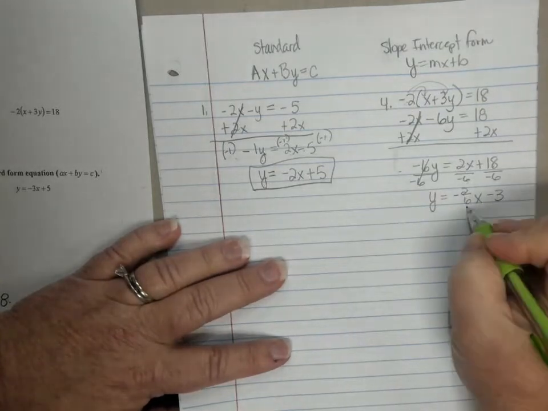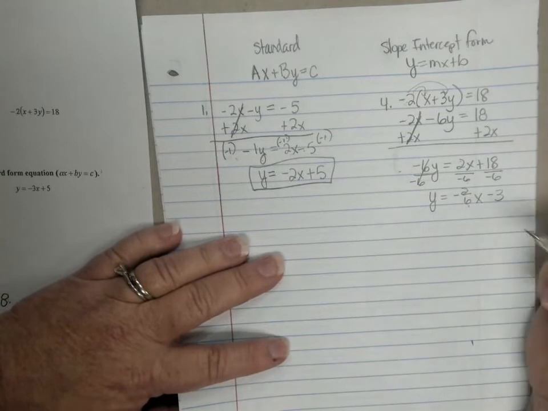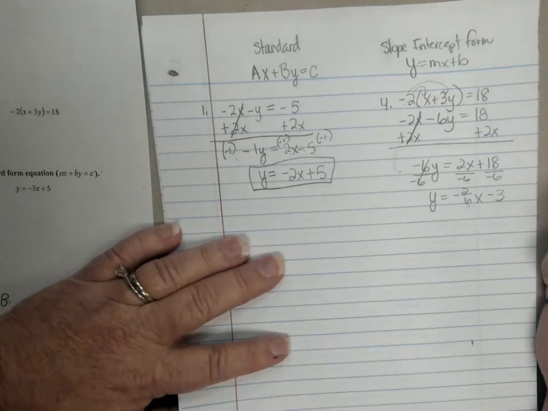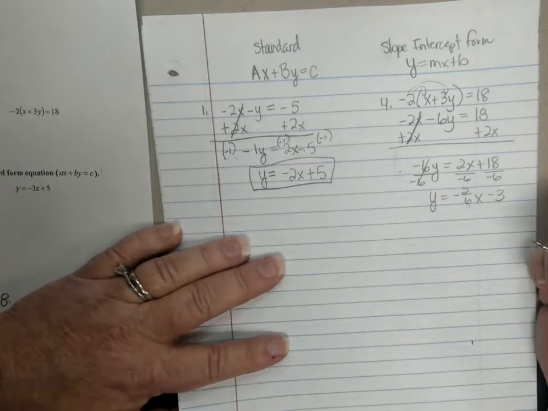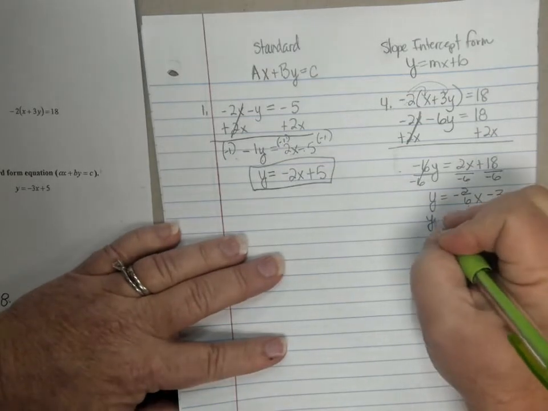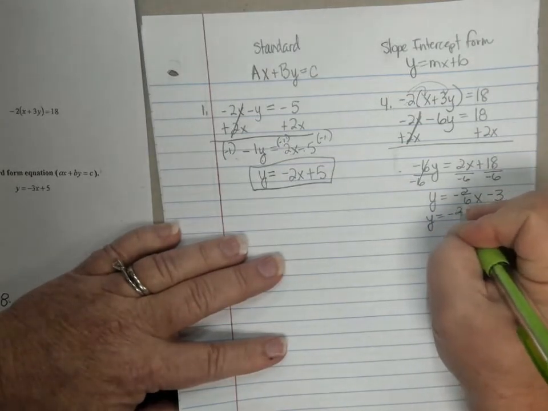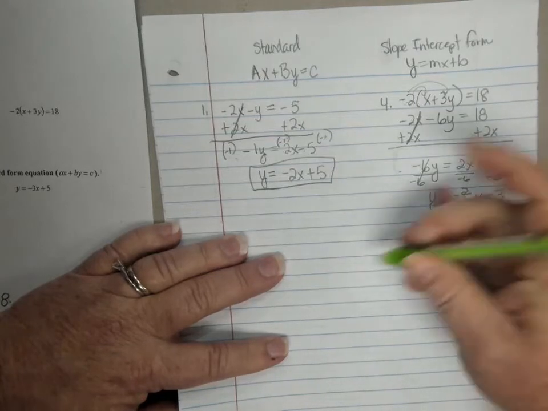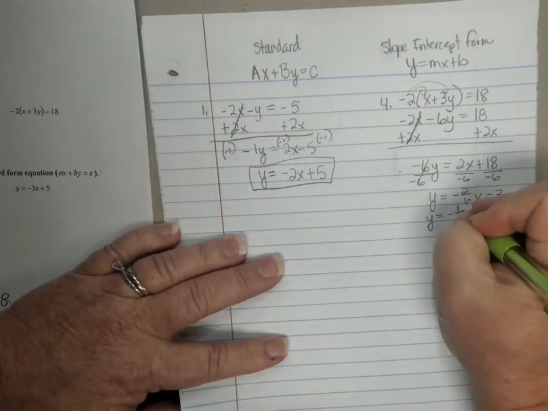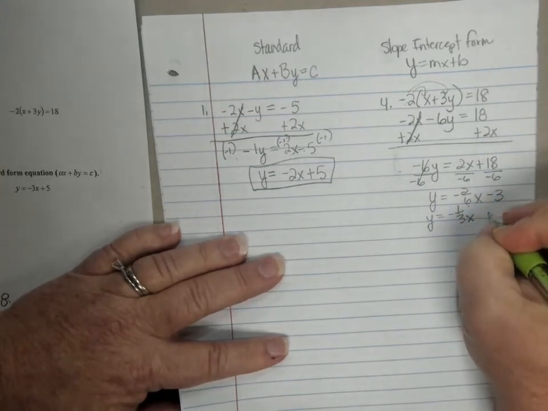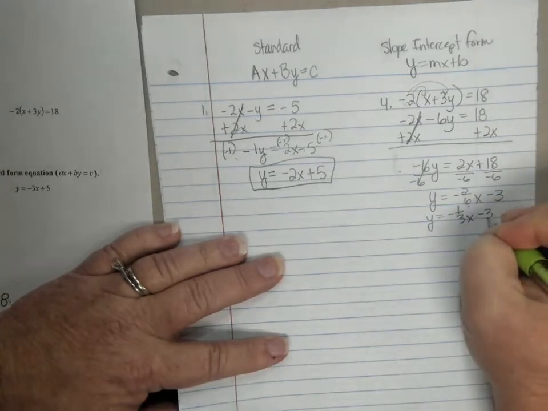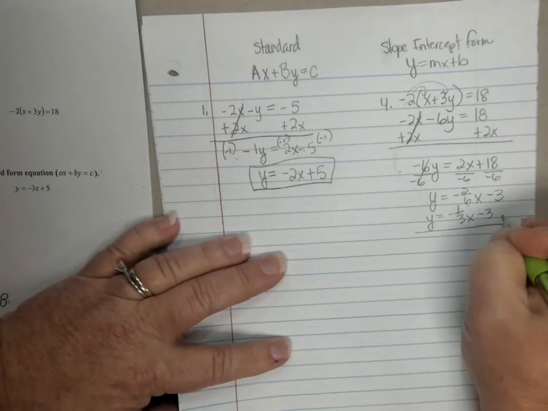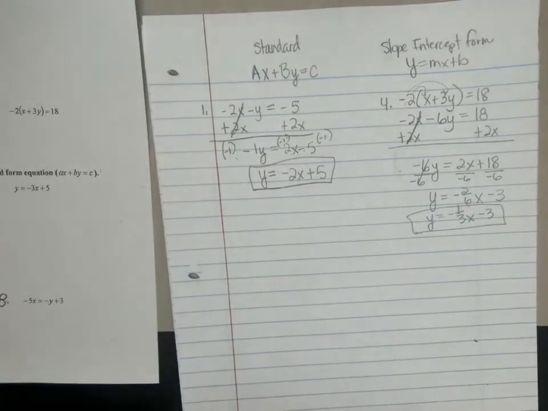I still need to clean this up. 2/6 is really 1/3. If I didn't know that, I could do negative 2 divided by 6, math, enter, and find that out in my calculator. So y is equal to negative, see, look at me, coming back from the break, making mistakes all over the place. x, and then this is just a cleanup, so we're not doing anything to this. All right, and there would be our answer. And we all know how to check those by now, okay?